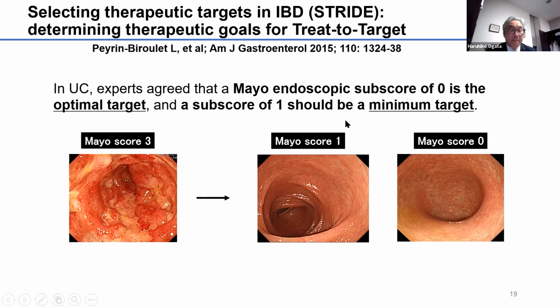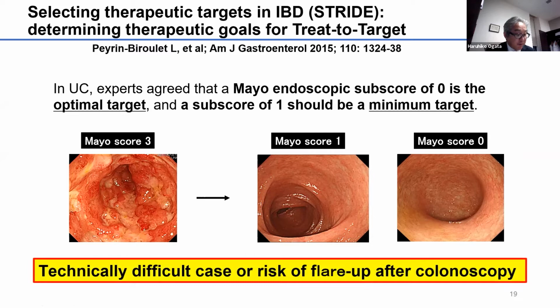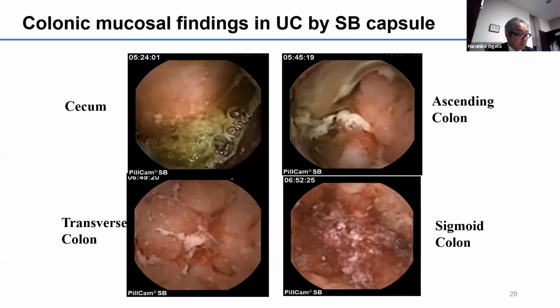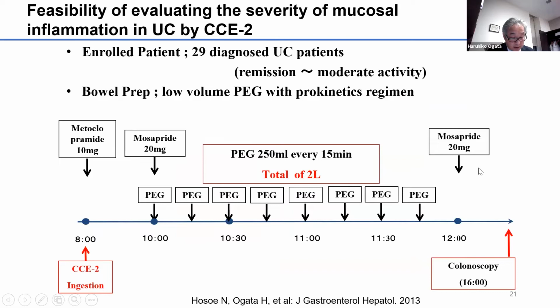However, in daily clinical practice, performing annual or even every-other-year colonoscopic examination is difficult for many reasons, such as technically difficult cases or risk of flare-up after colonoscopy. One day we performed small bowel capsule on a UC patient for some reason and found that colonic disease activity might be evaluated by capsule endoscope even under poor preparation like this. Thus, we conducted a pilot study of feasibility, evaluating the severity of mucosal inflammation by colon capsule with the standard volume of preparation for colonoscopy.